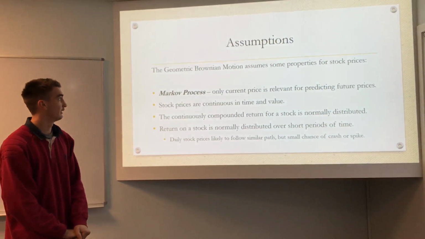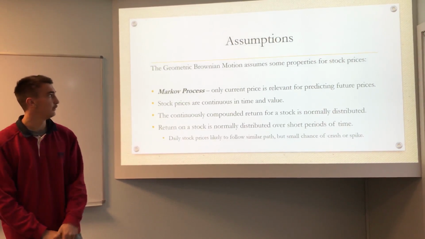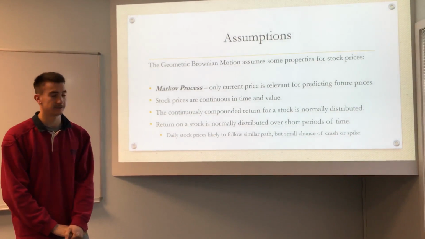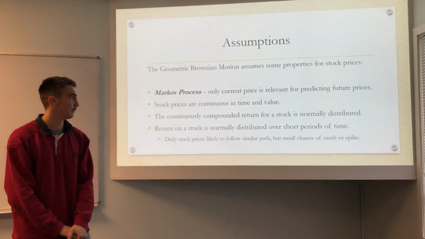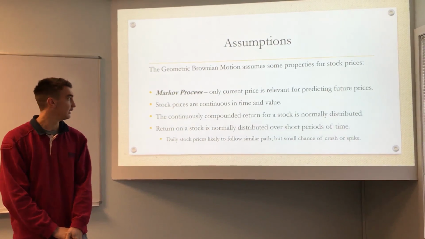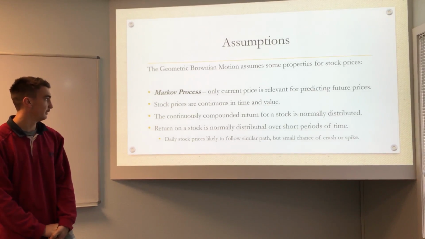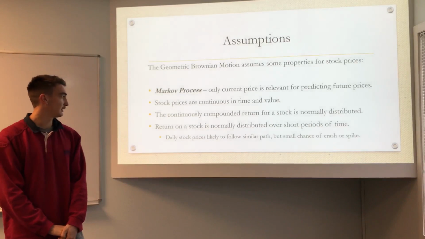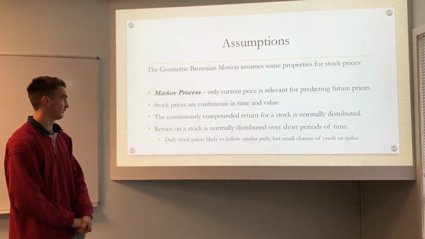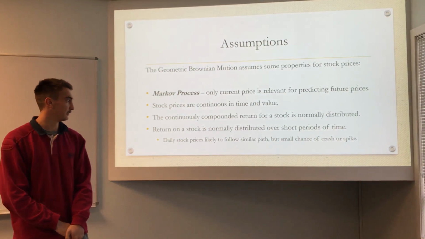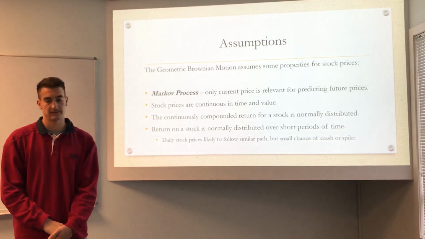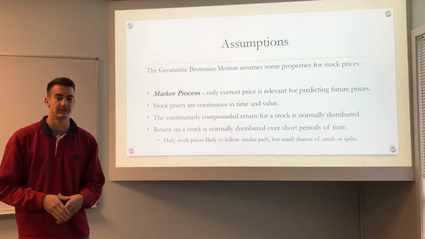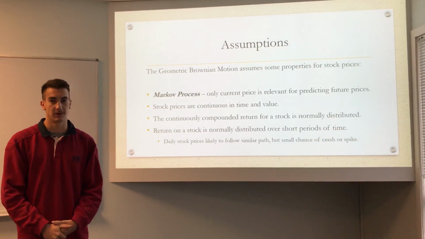There are, however, a few assumptions involved in the Brownian motion. First of all, the Markov process, where only current prices are relevant for predicting future prices. So prices in the past are not relevant for future prices. Stock prices are also continuous in time and value. The continuously compounded return for a stock is normally distributed. And lastly, the short period return on a stock, so a daily return on a stock, is normally distributed. This means daily price changes in stocks are likely to be in a similar ballpark, but there is a slight chance of a crash or spike in the stock price.